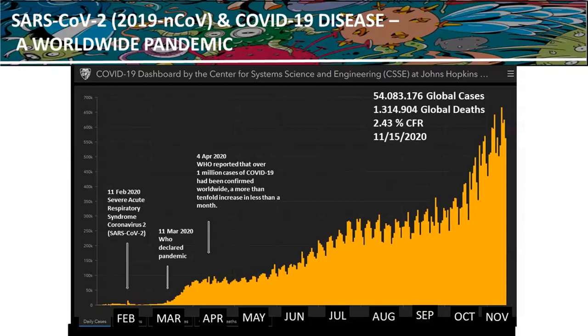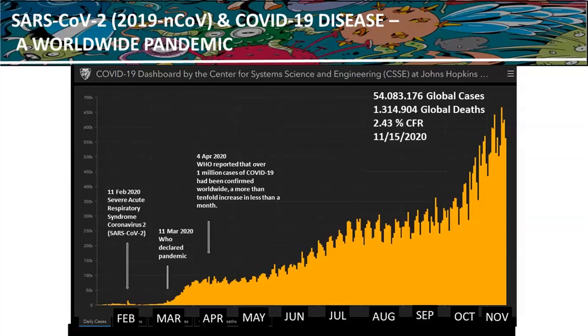You can see it: on the 11th of March 2020, the WHO declared the pandemic, and on 4th April, 1 million people were infected. And now we have a 50-fold number of people infected in a very short time. And a lot of states and countries did shutdowns, lockdowns, and other mechanisms to control the fast spread.